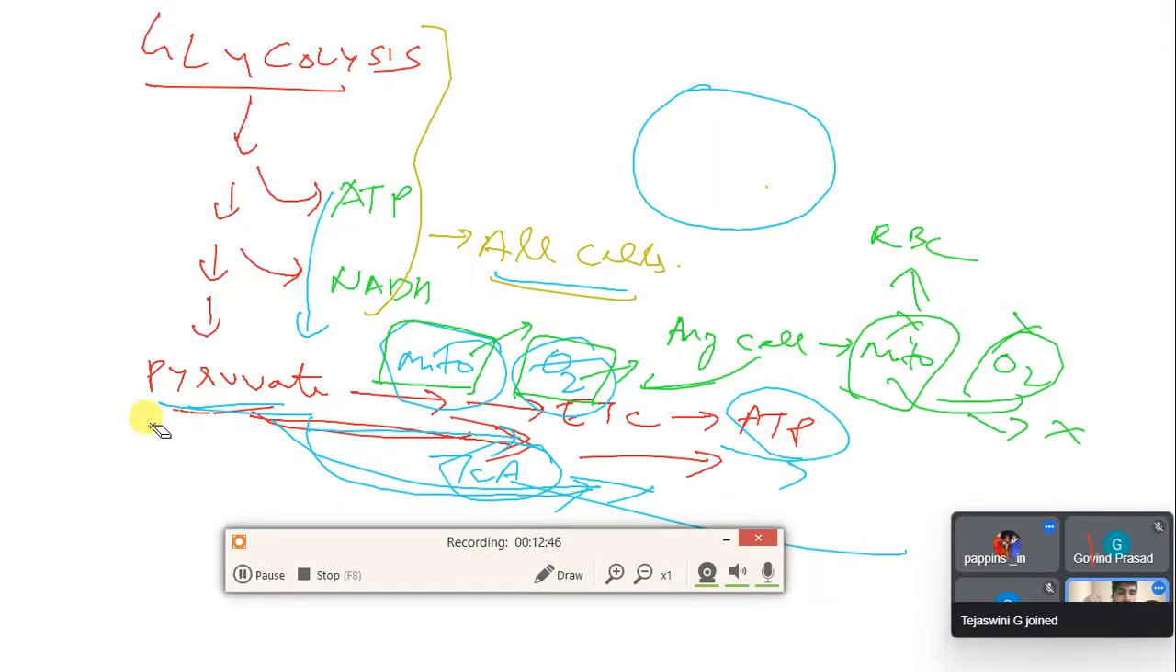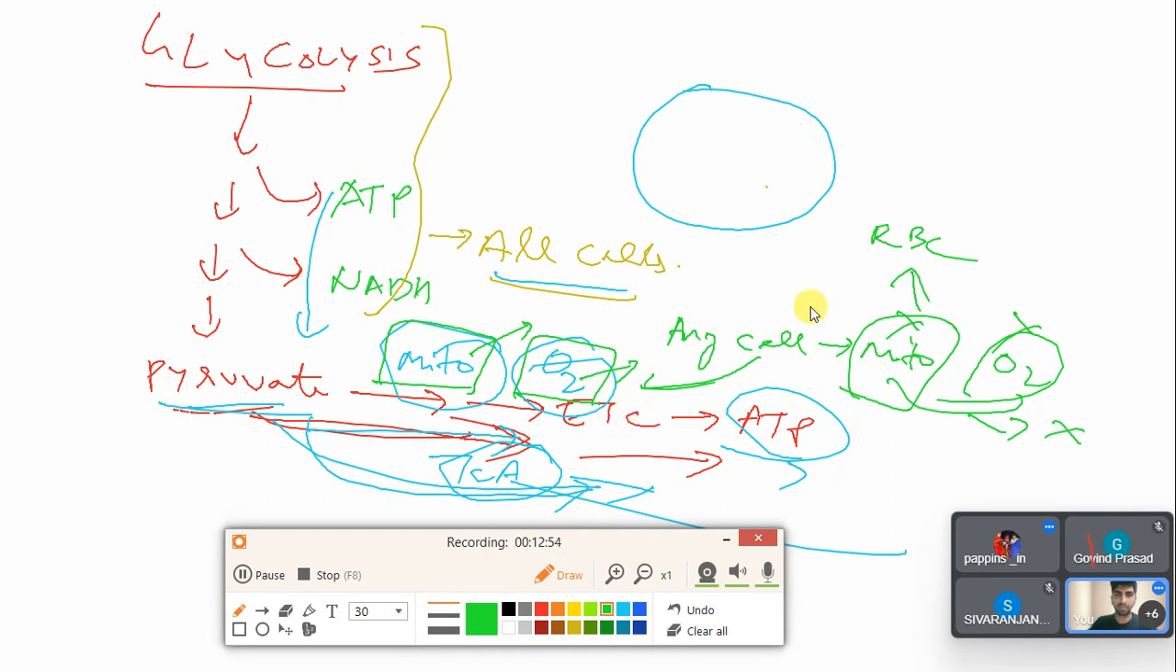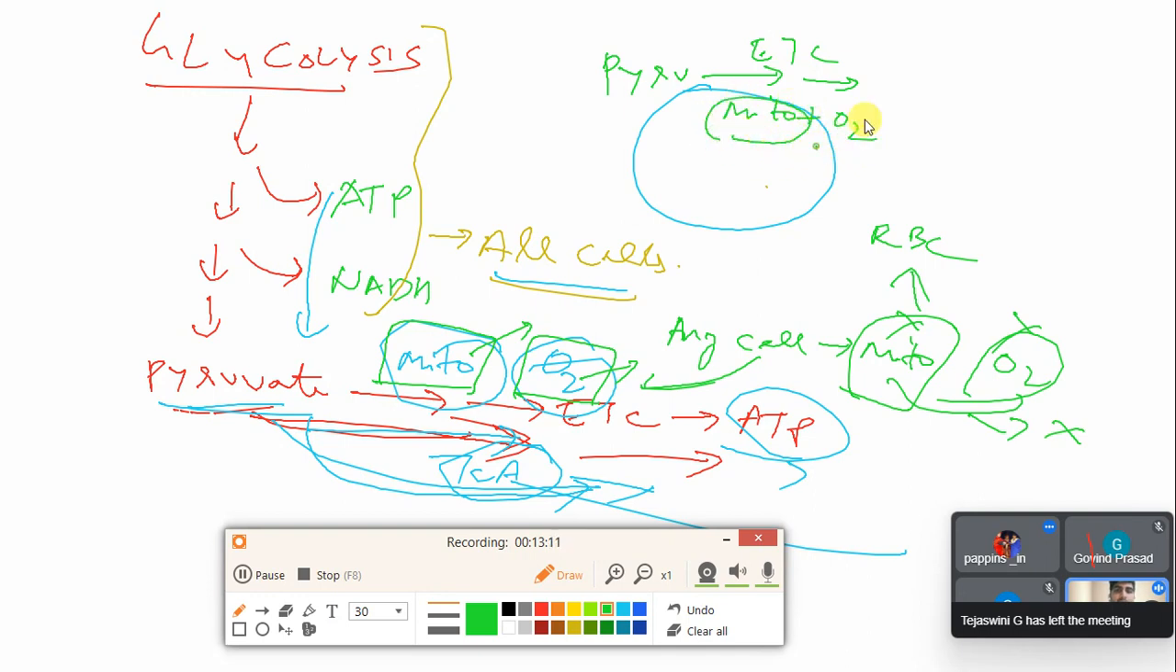To convert pyruvate into ATP, in the TCA cycle, to let this get into the TCA cycle, we need mitochondria plus oxygen both. But if there is no mitochondria, then oxygen alone won't help this pyruvate to go into the electron transport chain. That is the TCA cycle. So we need both mitochondria and oxygen.